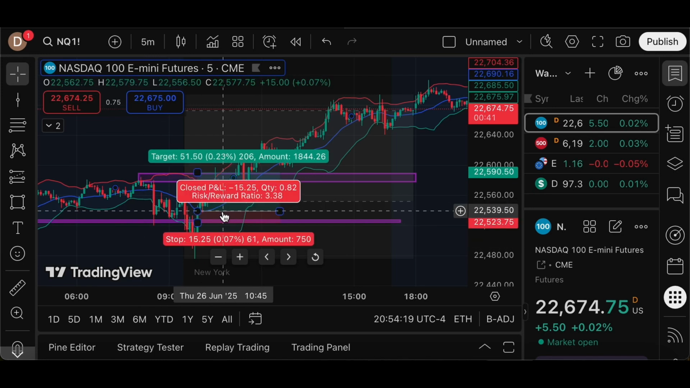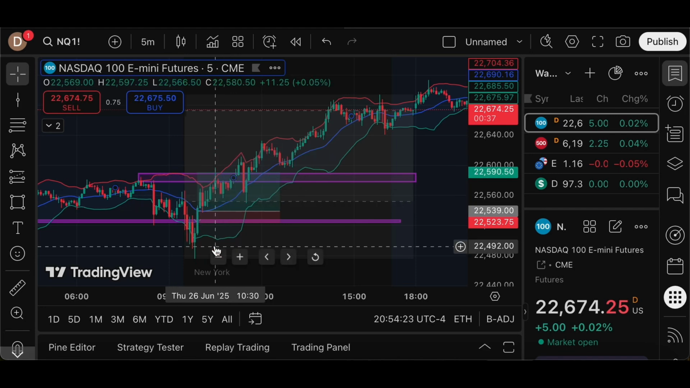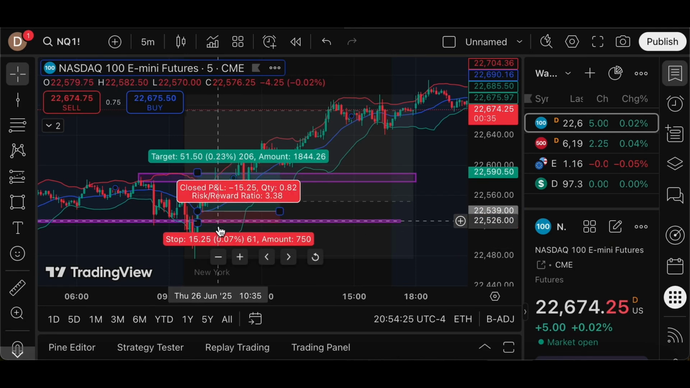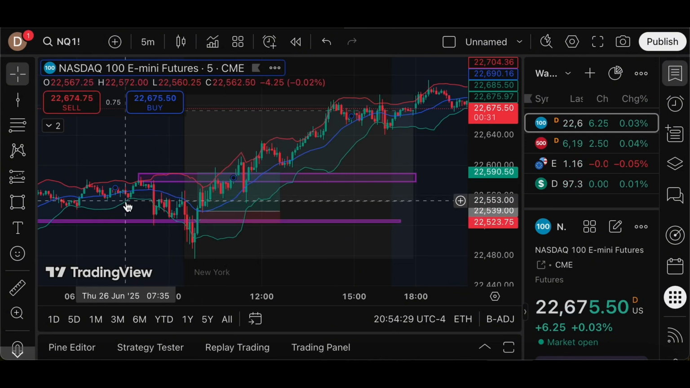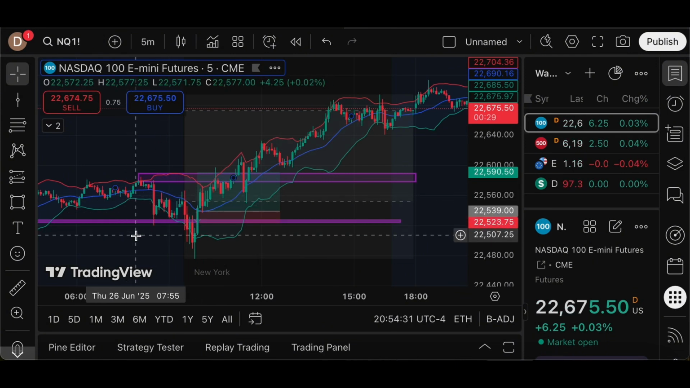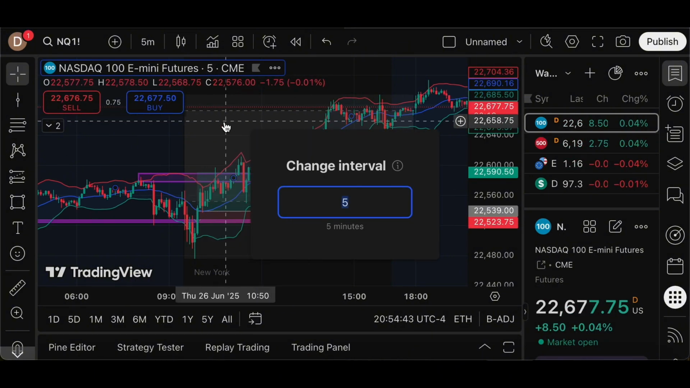So I entered right up around here, and I put my take profit right here and my stop loss right here, and I made a little over 1,000 off of that.